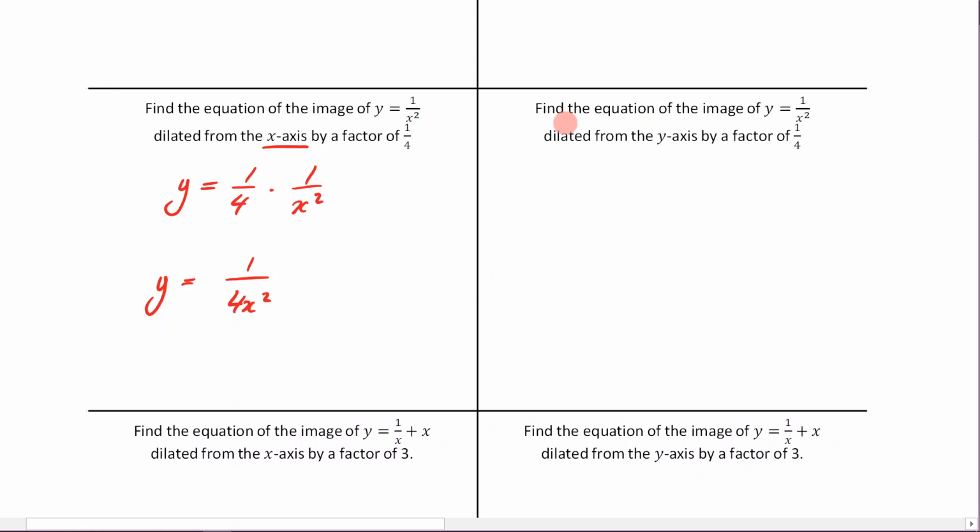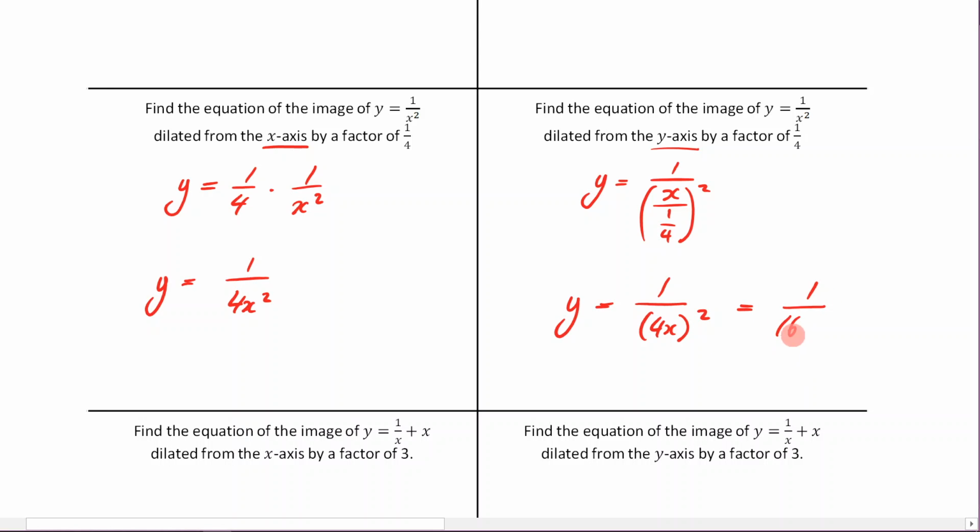Let's come over here. This time we have find the equation of the image of y equals 1 over x squared dilated from the y-axis by a factor of 1/4. So in this instance, in our x position here, we're going to substitute in x over what our factor is. So our factor is 1/4. And remember, this whole thing is being squared. Now this kind of looks messy, but remember when you've got x over a fraction, or anything over a fraction, what it'll end up being is 1 over 4x squared, and that is going to be equal to 1 over 16x squared. That right there is going to be my answer.